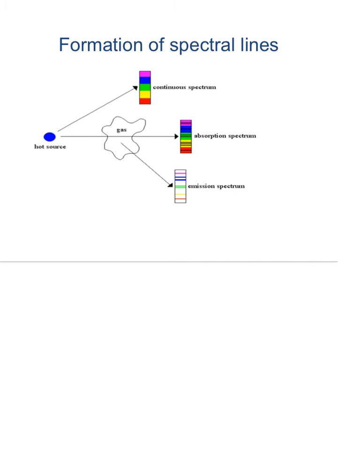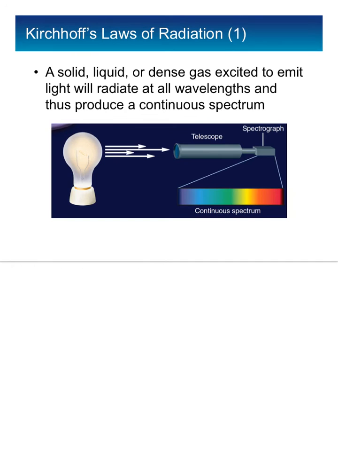So here we can see one of those examples again. We can see our heat source. The heat source itself would produce a continuous spectra. If we have a gas cloud, such as a nebula or outer layer of a star, as it passes through, that gas is going to absorb specific wavelengths or specific elements, and the gas cloud itself would produce an emission spectra. This is called Kirchhoff's laws of radiation. He was the one that first discovered this back in the 1800s.